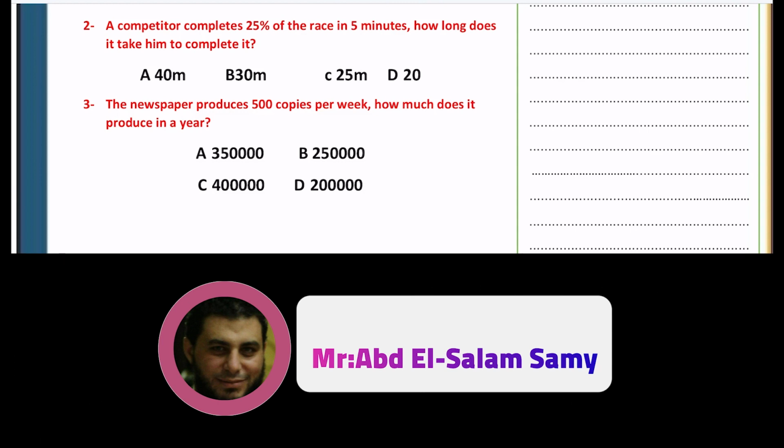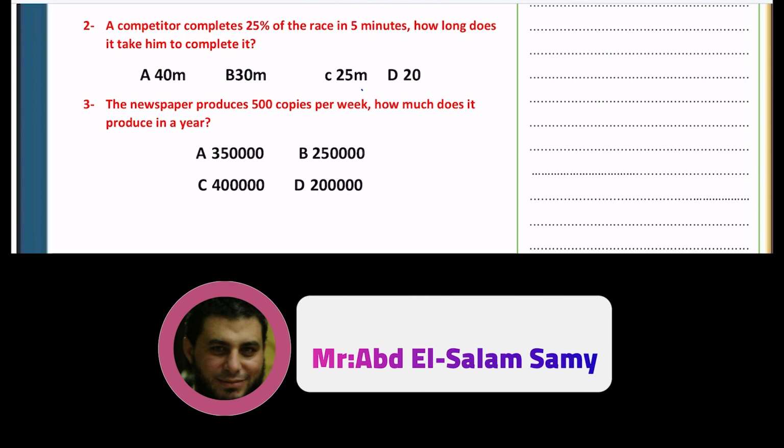Question number 2. If a runner can finish 25% of the race in 5 minutes, how long does it take him to complete the whole race? If 25% takes 5 minutes, so 100% of the race takes what? We multiply by 4. It will be 20 minutes. Let's take the next question. You can also solve it by cross multiplication, but here mental math is easier.